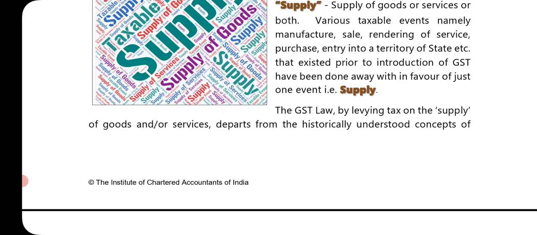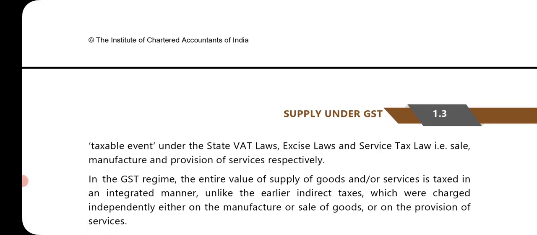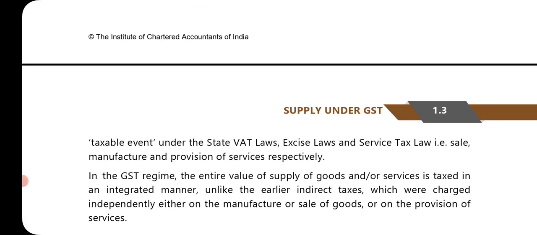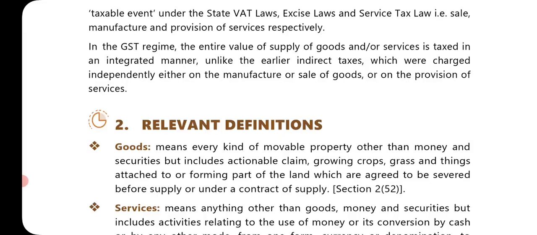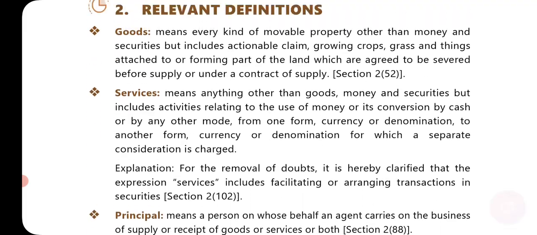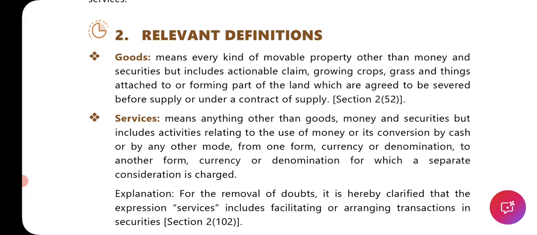GST law, by levying tax on the supply of goods and or services, departs from the historically understood concept of taxable event under the state VAT law, excise law and service tax law, that is sale, manufacture and provision of service respectively. In the GST regime, the entire value of the supply of goods and or services is taxed in an integrated manner, unlike the earlier indirect taxes, which were charged independently either on the manufacture or sale of goods or on the provision of services. So relevant definitions are: number 1, goods.